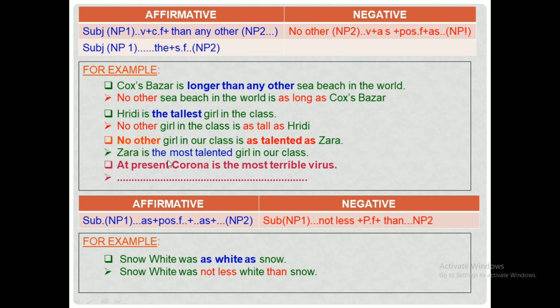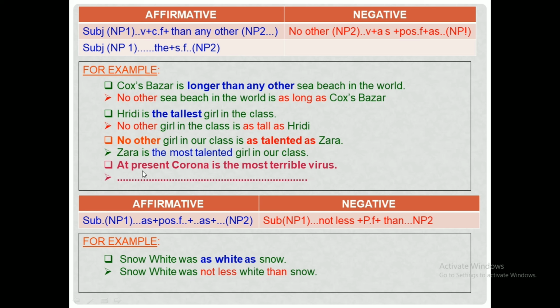Our answer will be: Jara is the most talented girl in our class. Dear students, you are told to learn the conversion of adjective to find the structure and the examples easier. The example below has to be done by you.